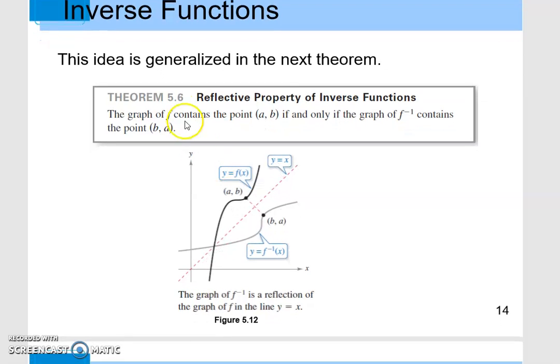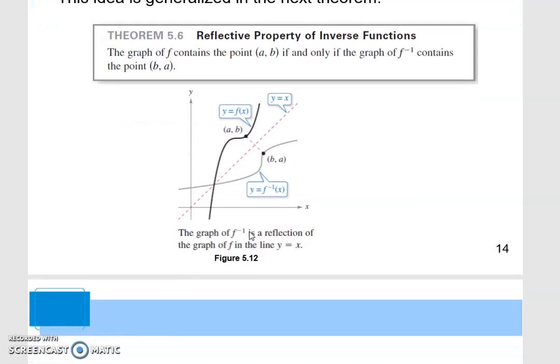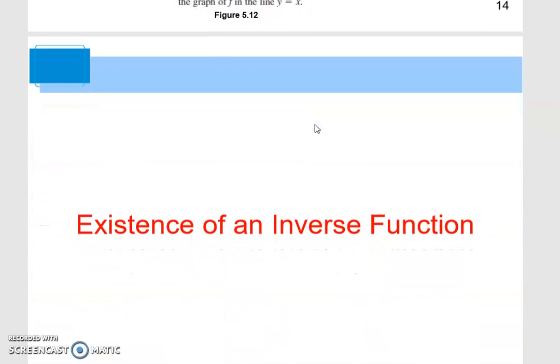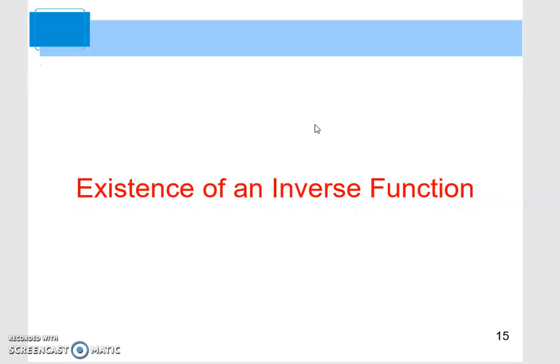The graph of f contains the point (a, b) if and only if the graph of f inverse contains the point (b, a). Remember that very first example with x plus 3: what we did when we found the inverse was just switch the coordinates. That's essentially what happens on the graphs. It happens at every single point: the x and y coordinates flip. That's called the reflective property of inverse functions. For the next part, we will talk about the existence of an inverse function.